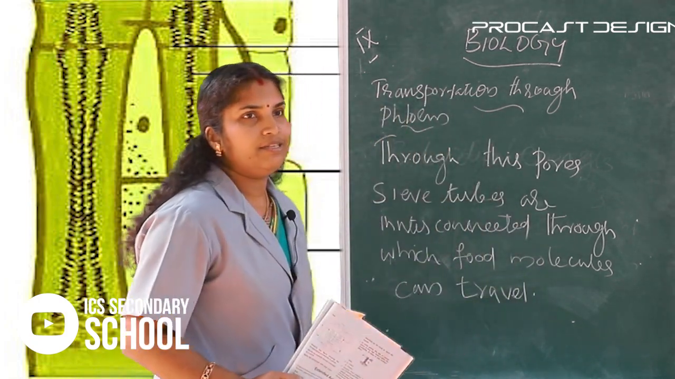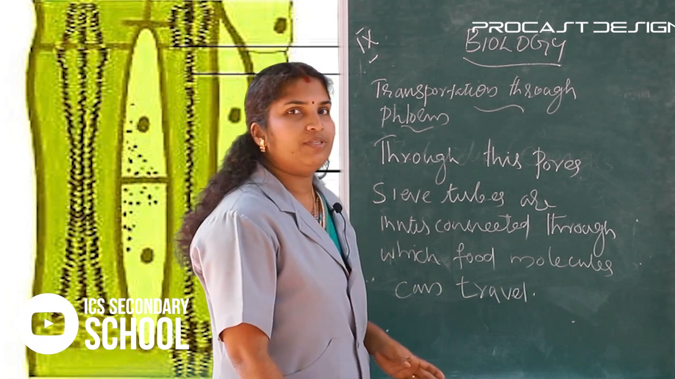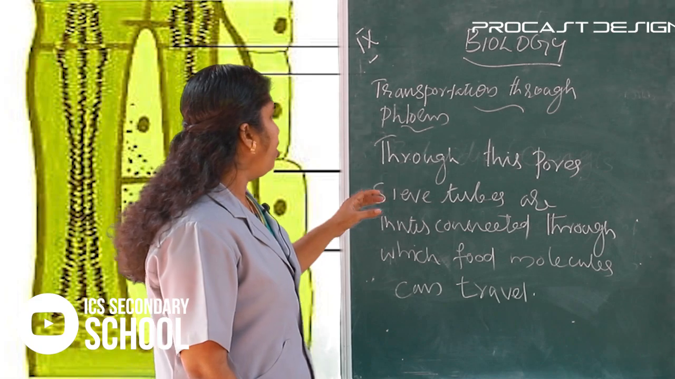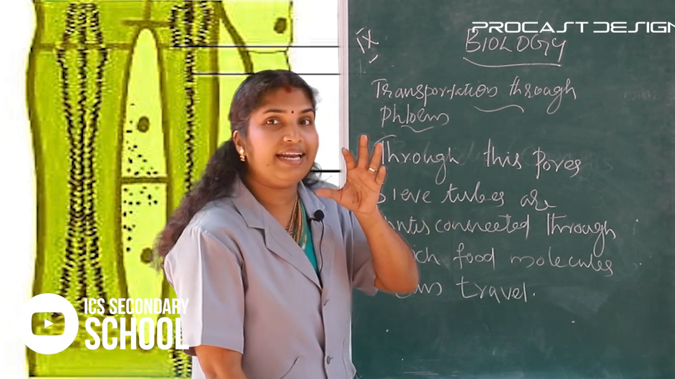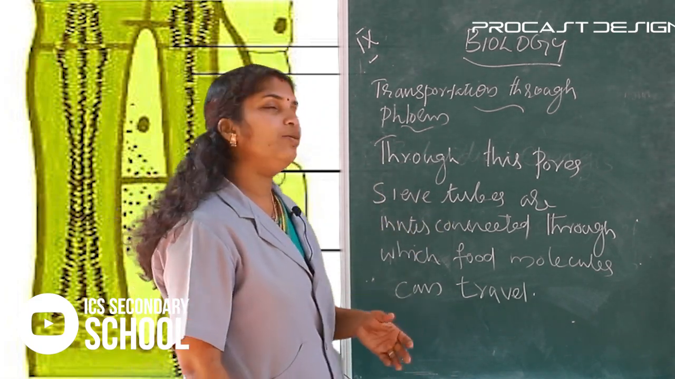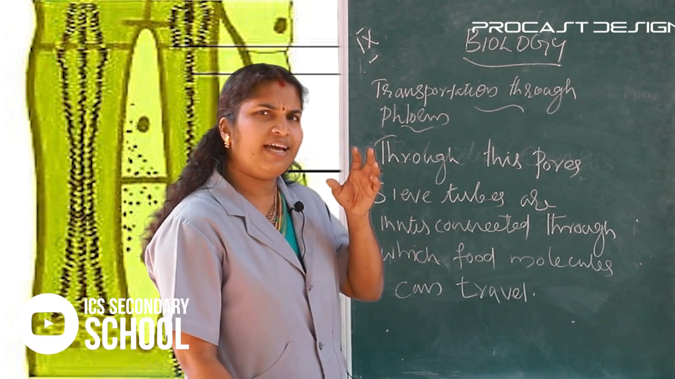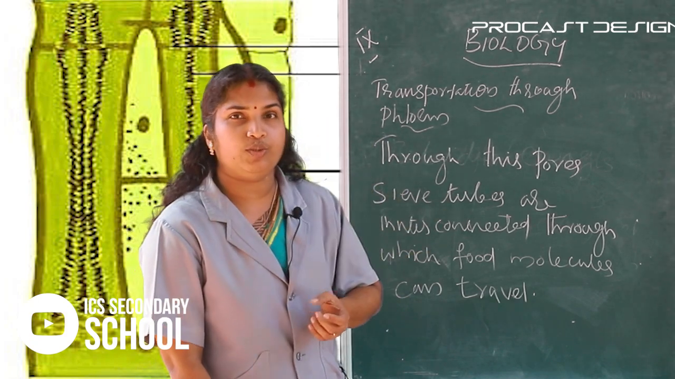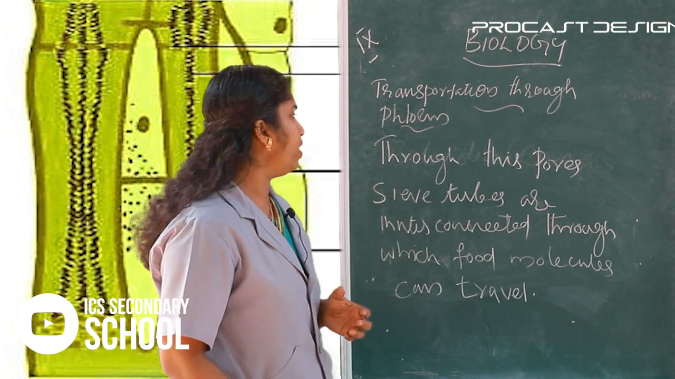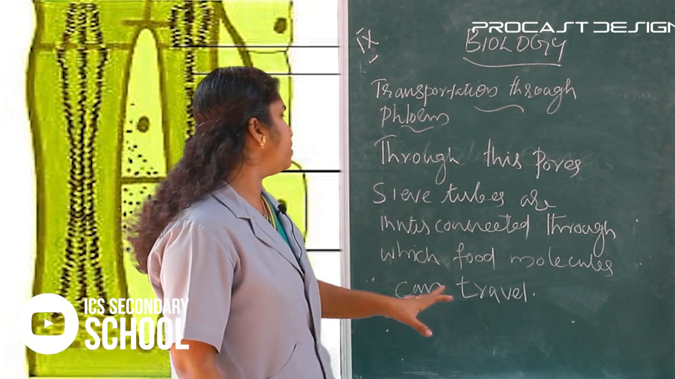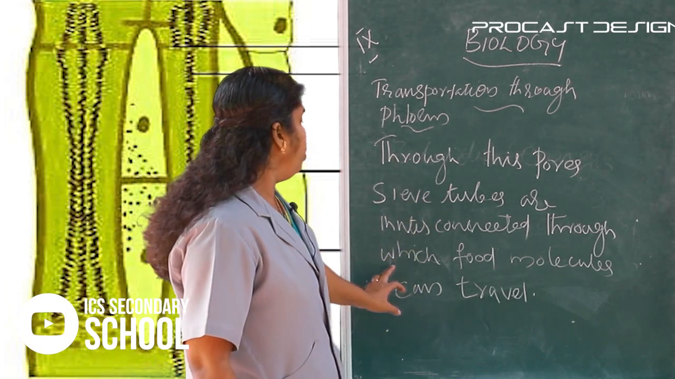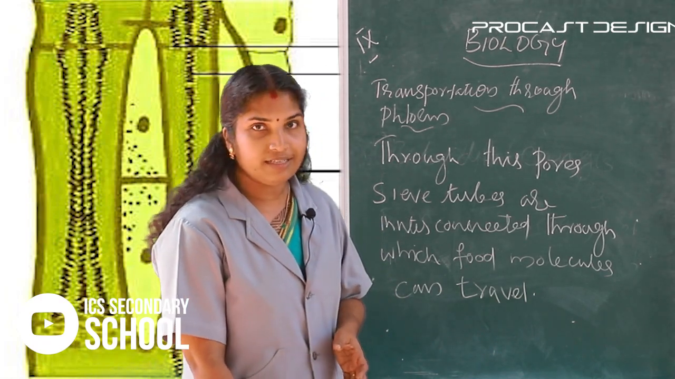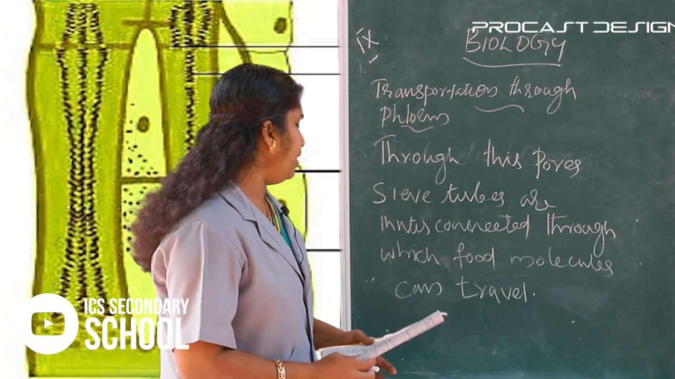Through these pores inside the cross wall of the phloem sieve tubes, the sieve tubes are interconnected, and through them food molecules can travel.